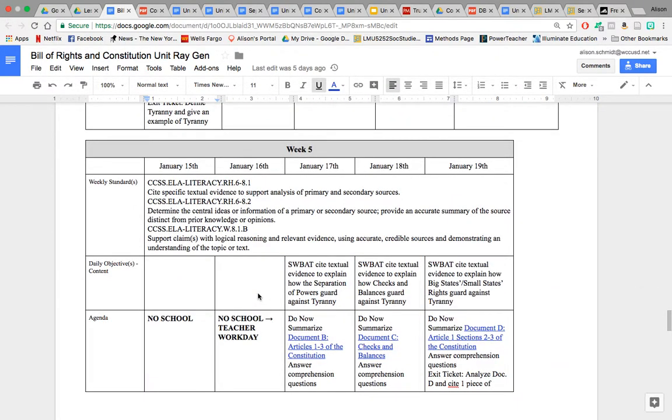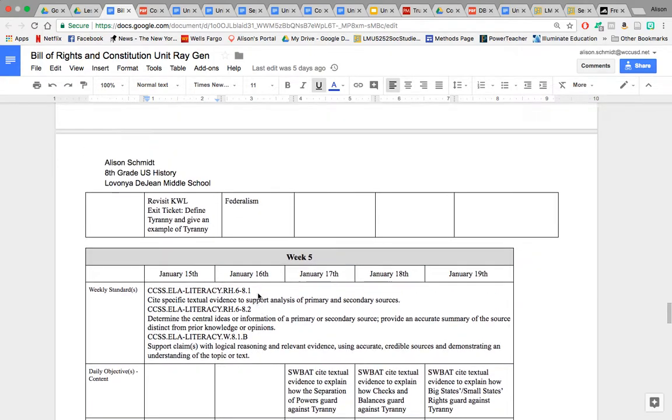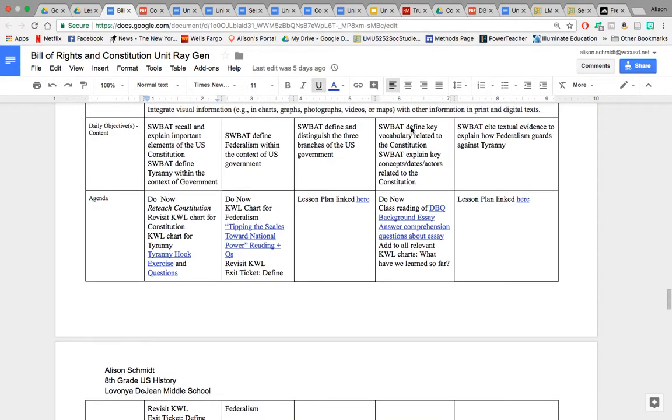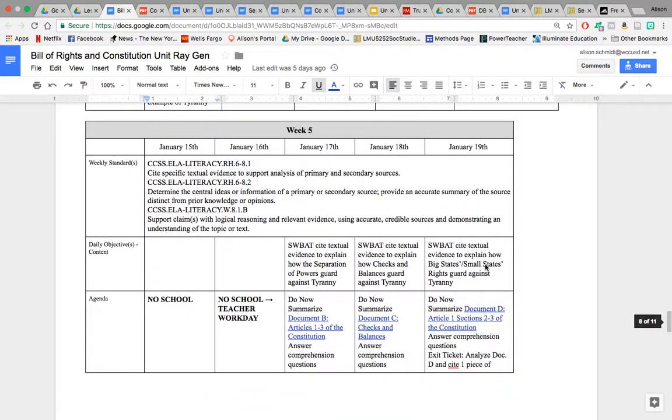So once the kids have gotten all the background information we need, we're going to jump directly into the different documents. The kids are going to practice summarizing each document, whether it's primary or secondary. Here, we'll take a quick look at some of them.